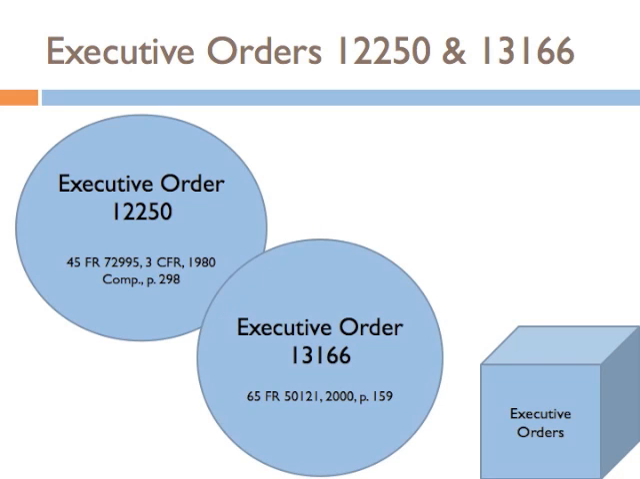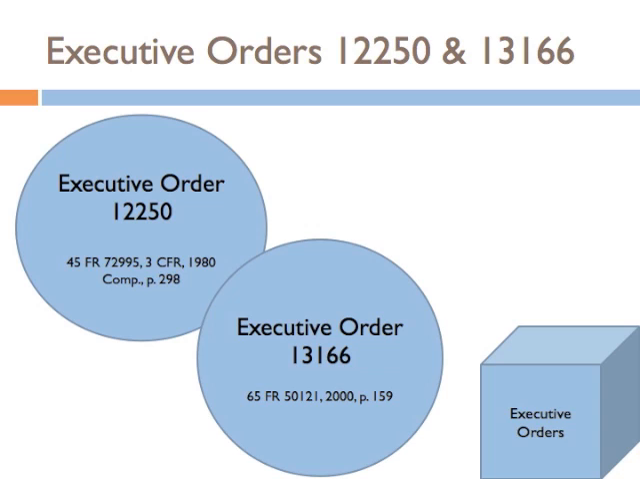Executive Order 13166, entitled Improving Access to Services for Persons with Limited English Proficiency, was signed by President Clinton in the year 2000. Executive Order 13166 requires federal agencies to examine the services they provide, identify any need for services to those with limited English proficiency, and develop and implement a system to provide those services so LEP persons can have meaningful access to them.